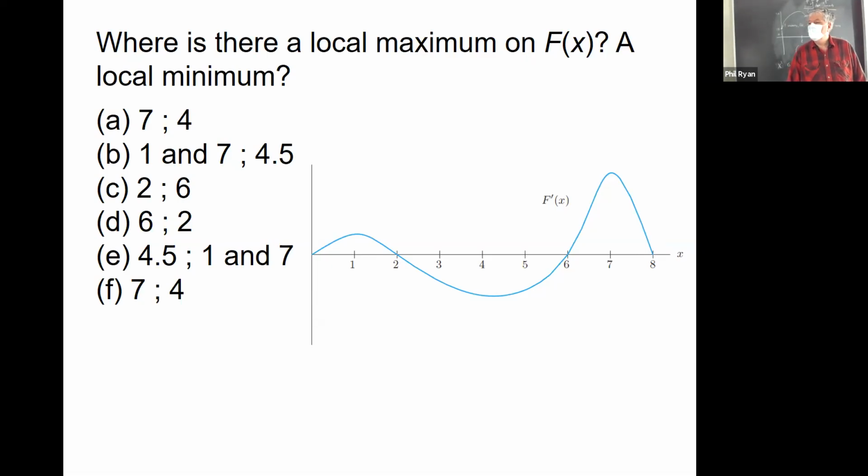Last one. It says here, where is there a local maximum on F of x? Again, this is the graph of the derivative. So when will we see a local maximum for the function itself? It's going to be where the derivative is 0. And how can we tell it's a maximum? It goes up and then goes down. So we want it to cross the axis: beforehand positive, and afterwards negative. So what would that be?